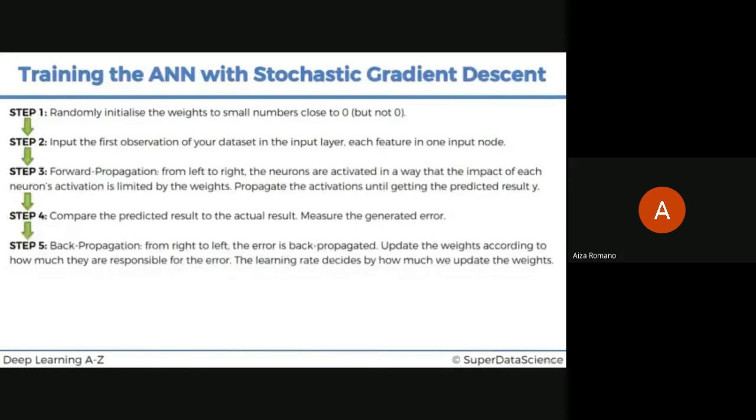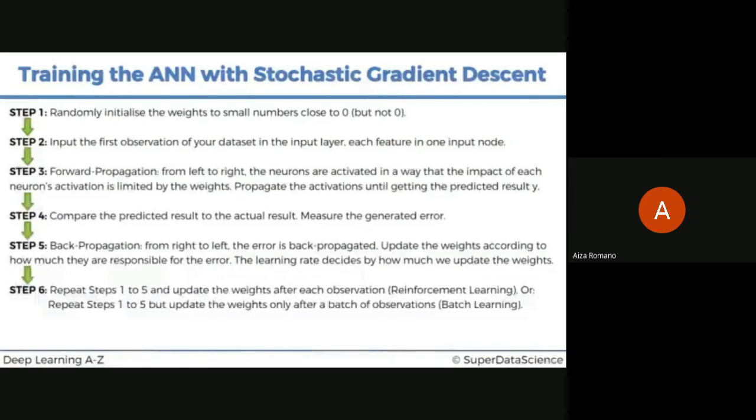Step 6, repeat steps 1 to 5 and update the weights after each observation. That is called reinforcement learning. In our case, that was stochastic gradient descent. Or repeat steps 1 to 5 but update weights only after a batch of observations, called batch learning. It's either full gradient descent or batch, or mini batch gradient descent. And step 7, when the whole training set has passed through the network, that makes an epoch. Redo more epochs, and just keep doing that, and allow your network to train better and better, and constantly adjust itself as you minimize the cost function.